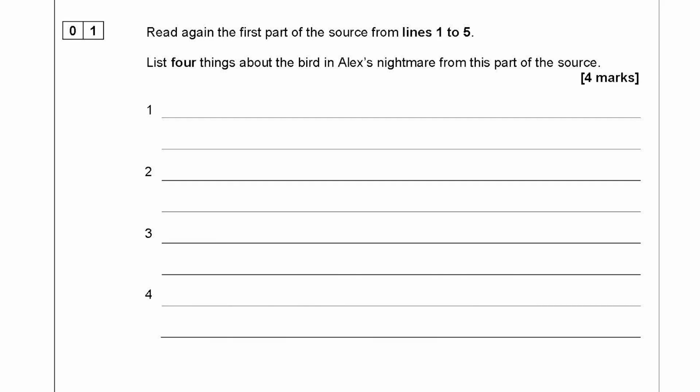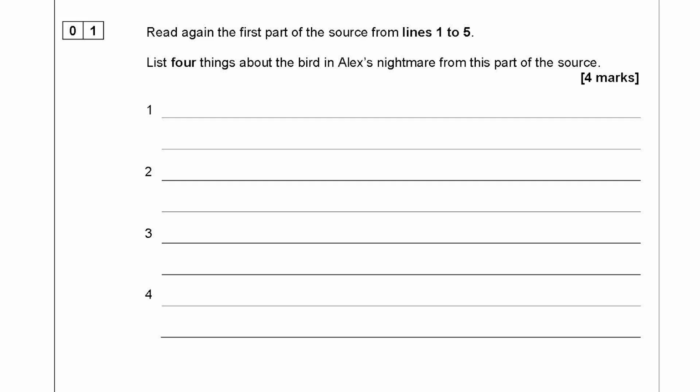It says, read again the first part of the source from lines 1 to 5, and you always want to be focused on the bit in bold. So lines 1 to 5 only, just the introduction there. List 4 things about the bird in Alex's nightmare from this part of the source. So the question is really asking you to focus on just the first lines and 4 things that you can learn from the source.